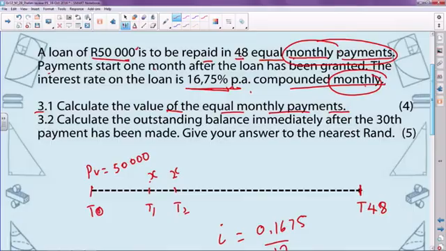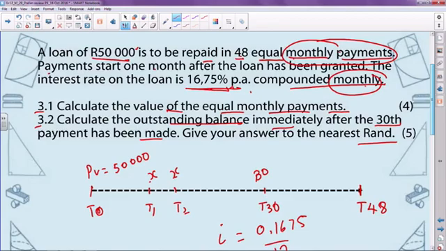So 3.2, they say calculate the outstanding balance immediately after the 30th payment has been made. Give your answer to the nearest rand. Okay, so we're looking at what's happening at time 30. We want to work out what the balance outstanding is at time 30, and that's immediately after the 30th payment has been made.